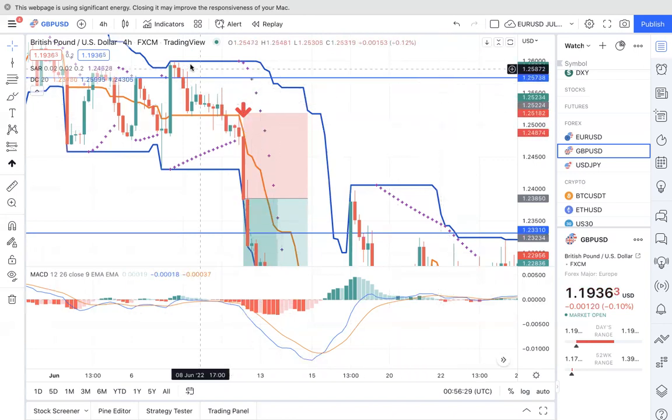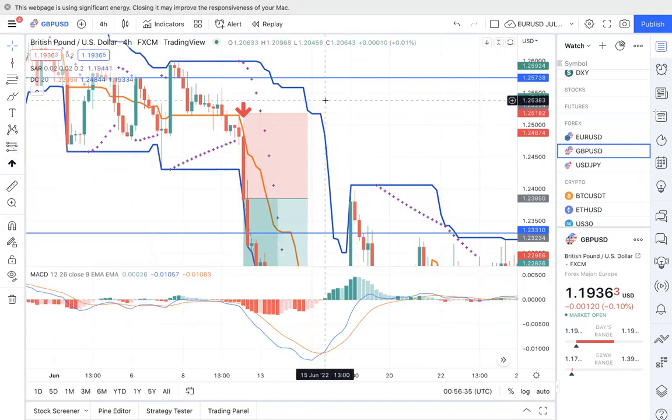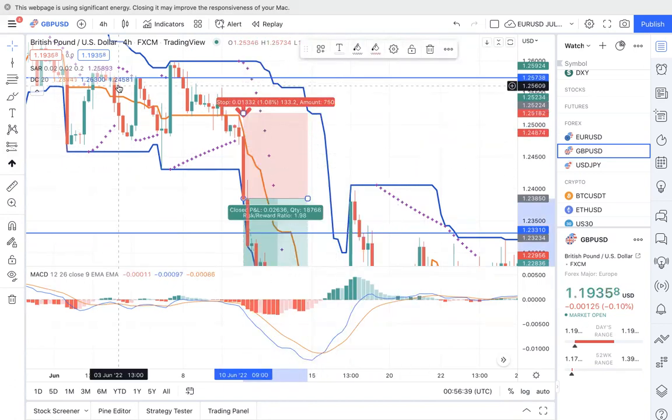We already know we're taking this trade, right? Let's get our tool. Let's choose short position because it's a sell, and then we're going to click on it, right? Well, we're going to set our stop loss above the SAR, which is already at a, isn't it?